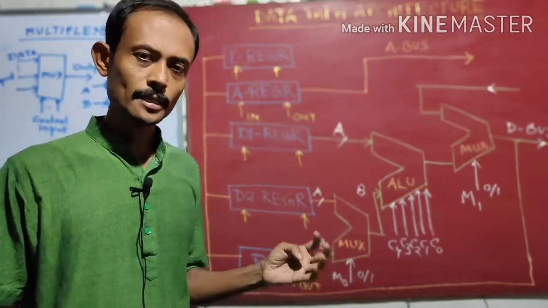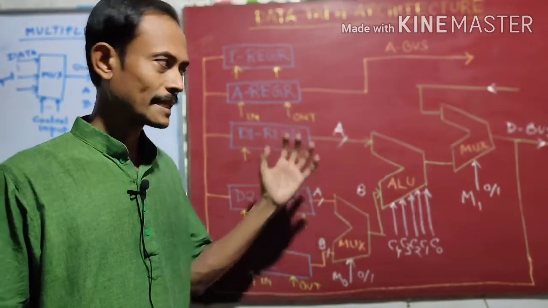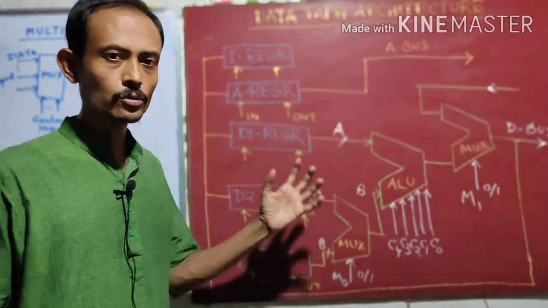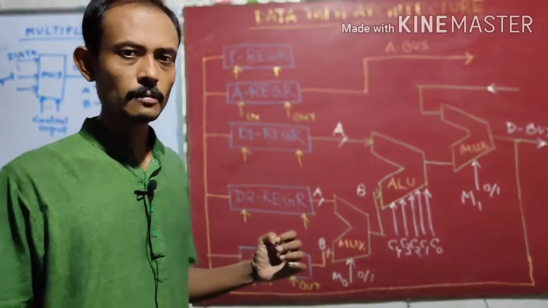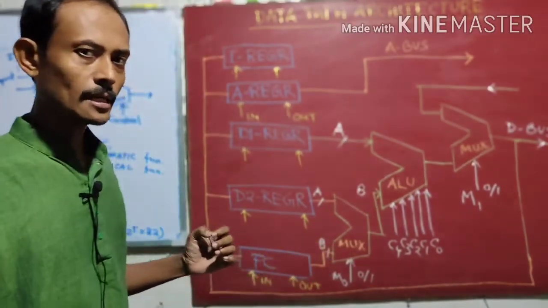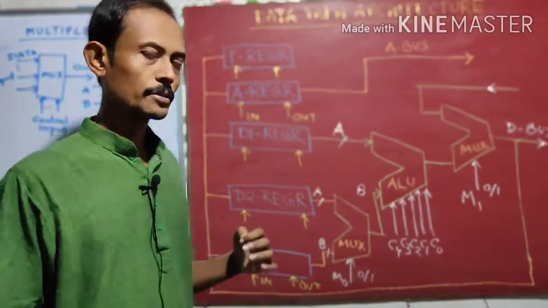To understand the RTL, the register transfer level instruction, and how control signals set the path within the CPU to execute this RTL instruction, that is the micro level instruction, will be clear if we understand the data path architecture of the computer system.